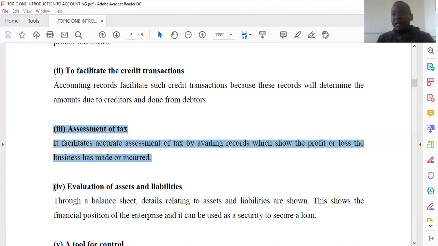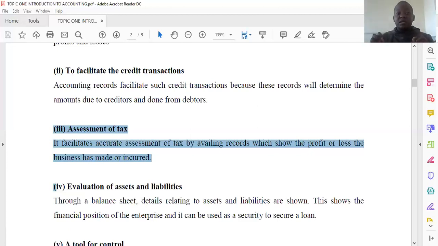KRA is known to fine the taxpayers who have not paid tax properly. So to avoid these problems of paying tax or losing money to tax, you need to have a proper accounting system that gives the accurate figure for paying tax. And as such, you need a proper accounting system, which will give us the accurate figure of profit in order to pay the right amount of tax.